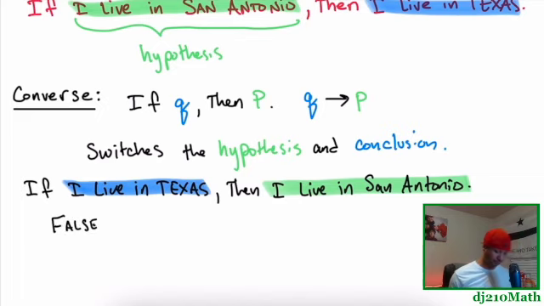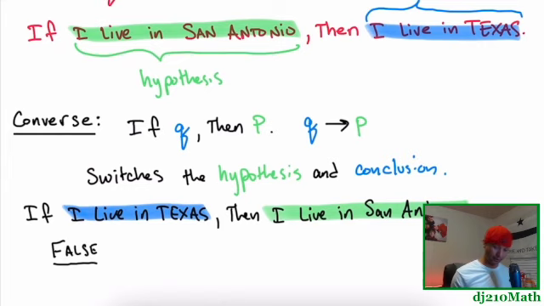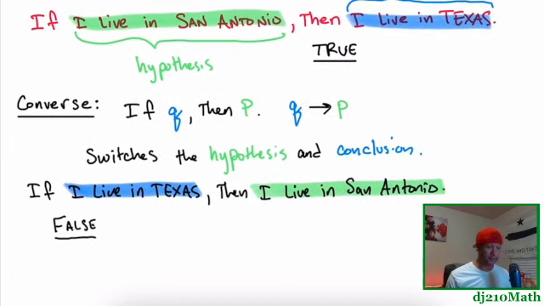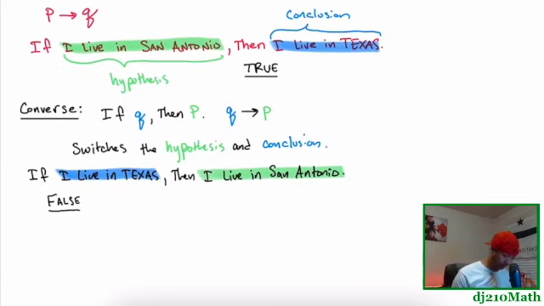This is because you could live in Texas, but not live in San Antonio. You could live in Houston. Let's go, throw up the H. You could live in Dallas, home of the Cowboys. Or you could live in another city that's not San Antonio, but still live in Texas. So the converse is false. Whereas the conditional statement, if I live in San Antonio, then I live in Texas, was a true statement. San Antonio is definitely in Texas. So the converse doesn't necessarily have to be true. It could be false. It just depends. Now, if the converse is true, then you would have what we call a biconditional statement, which we'll get to in a minute.